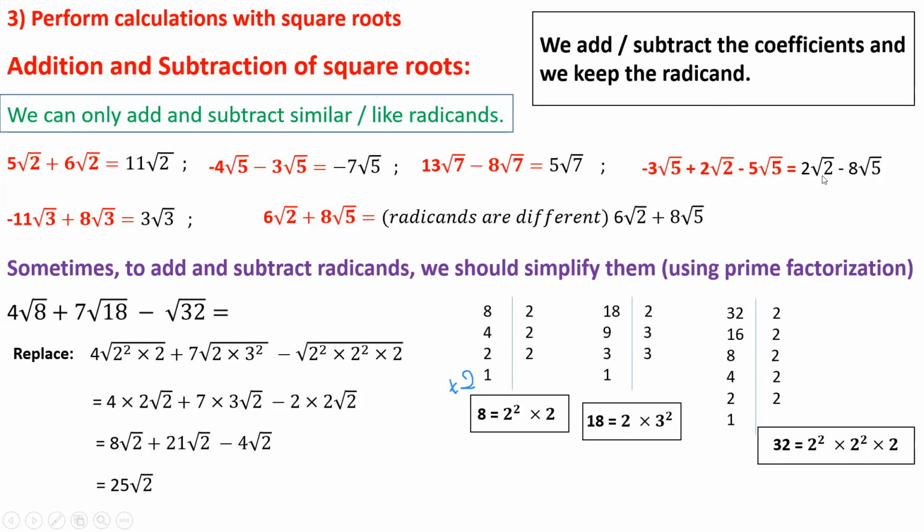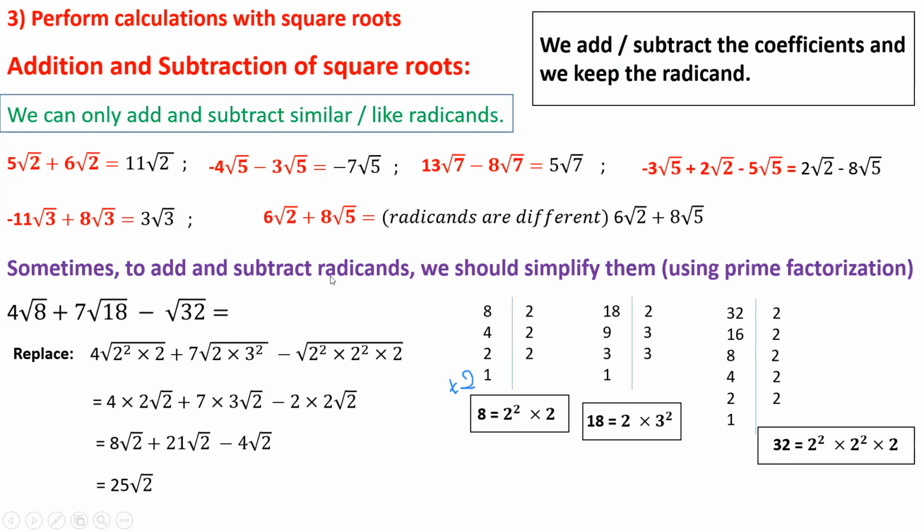Why can't I do these together? Since they have different radicands, I keep them as they are. 6 radical 2 plus 8 radical 5. Also, I have different radicands, so I keep them as they are. 6 radical 2 plus 8 radical 5, no change.